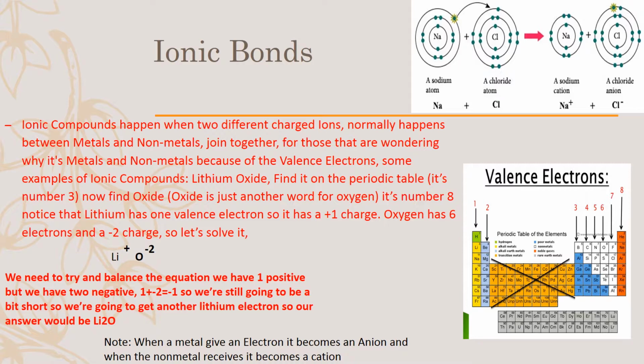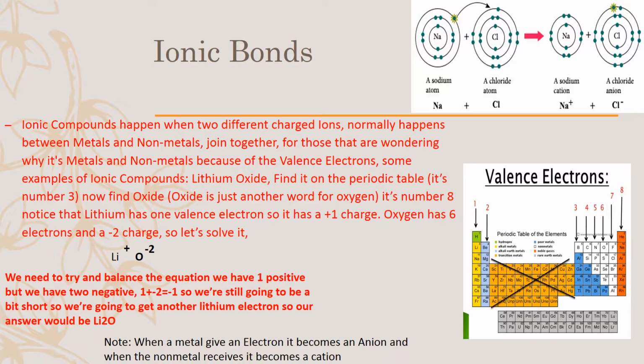So let's solve it. We're going to write down lithium, Li plus. We don't have to actually put the 1, because in chemistry, the 1s don't matter. Now we're going to write O, and on top we're going to write -2. We need to try to balance this equation so it can be even.